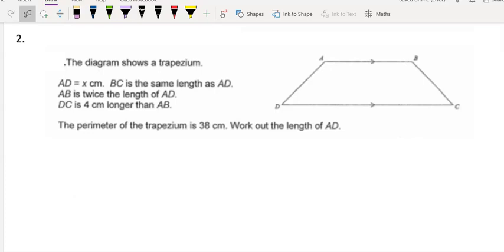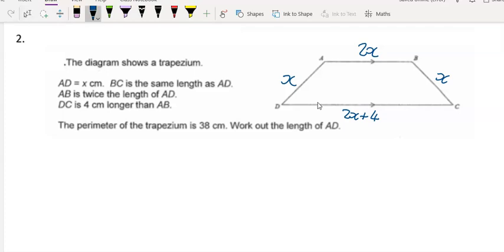Let's just label something to get started. So first thing I'm going to label this thing as x. That was AD. BC is the same length as AD, so where's BC? BC is over here. It's also going to be x. AB is twice the length of AD, so twice the length of AD would be 2x, and DC is 4 centimeters longer than AB. So if AB, where is it? It's here, it's 2x, so that means DC is going to be 2x plus 4. So you've got all 4 lengths of the perimeter of the shape of this trapezium.